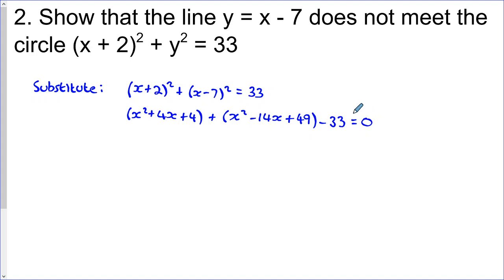At that point, simplifying that, we have 2x squared, 4x take 14x, minus 10x, and 4 add 49 is 53, take off the 33. Again, we can make that a little bit easier by just taking a 2 out, or just divide the whole thing by 2 if you prefer.